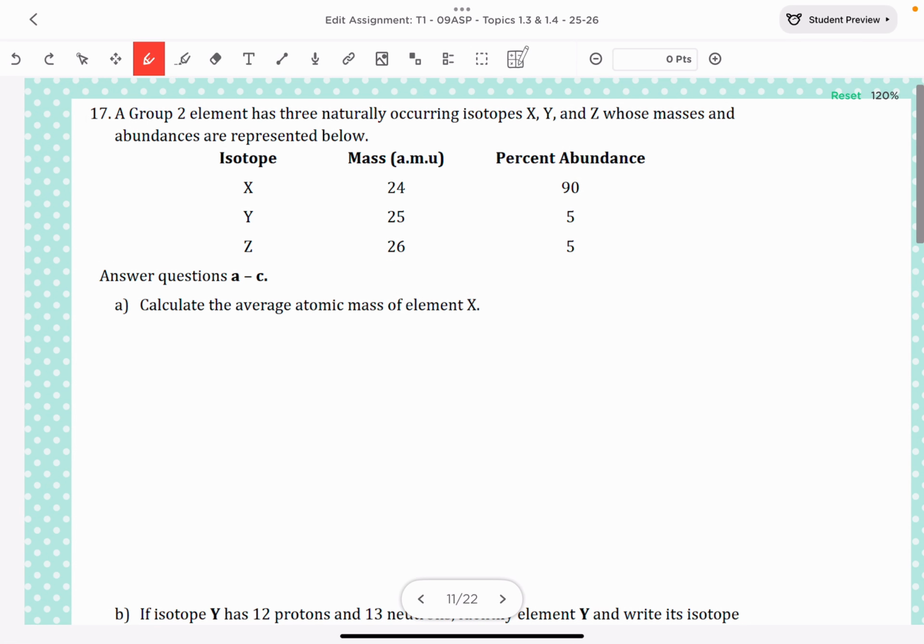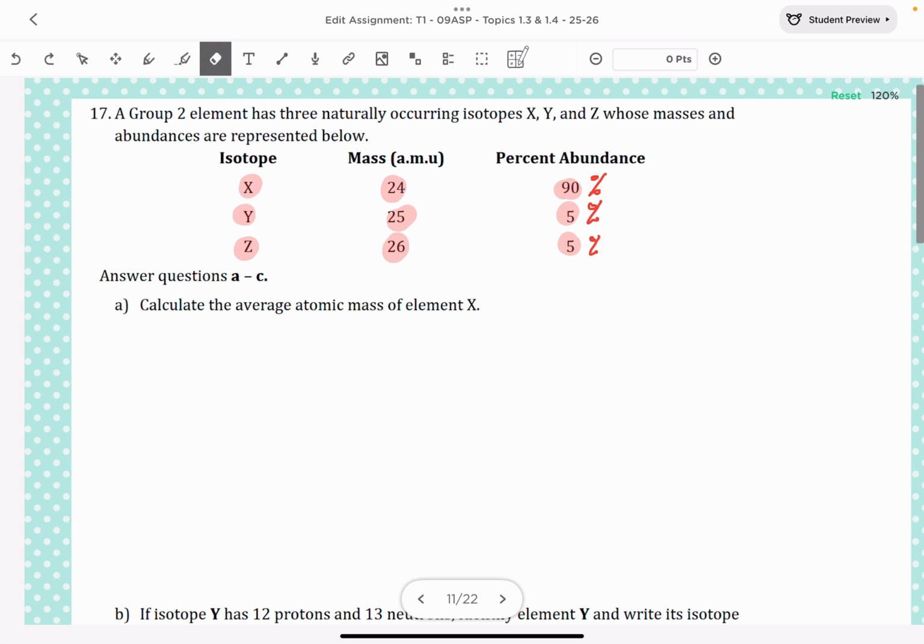This tutorial will explain to you how to calculate the average atomic mass of an element using the masses of its isotopes. So here's a question. A group 2 element has three naturally occurring isotopes X, Y, and Z whose masses and abundances are represented below. So this is the isotope X with a mass of 24 AMU and 90% abundance. Isotope Y, 25 AMU with 5% abundance, and isotope Z, mass 26 with 5% abundance.